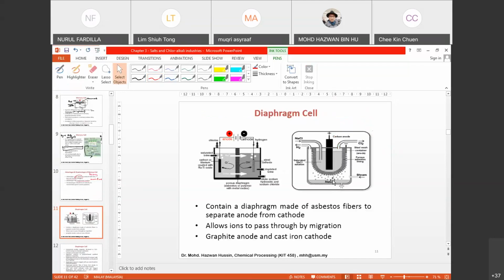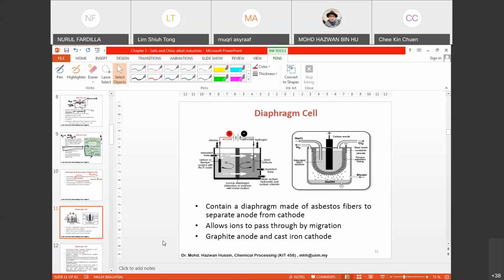Okay. Any question for my mercury cell before I move on to diaphragm cell? Ada soalan? Ada tak ada? Let me check if someone is waiting in the lobby. Yeah, ada. One wicket. Any question so far? Yes, no? Okay, all right.